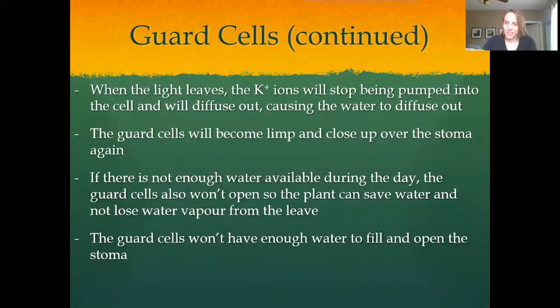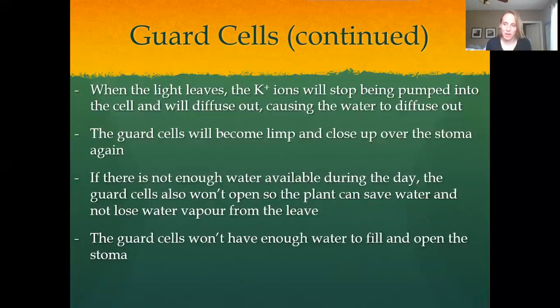When it's time for the guard cells to close, so when it's dark out, as soon as the light leaves, the potassium ions are no longer being pumped in. And because there's a buildup of potassium ions inside of the guard cells, as soon as you stop pumping them in, they will just naturally diffuse out of the high concentration area inside the guard cells to the lower concentration area in the surrounding leaf.